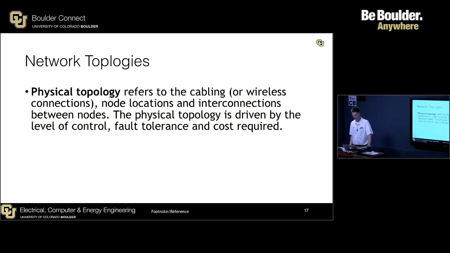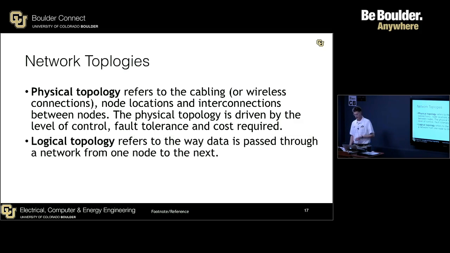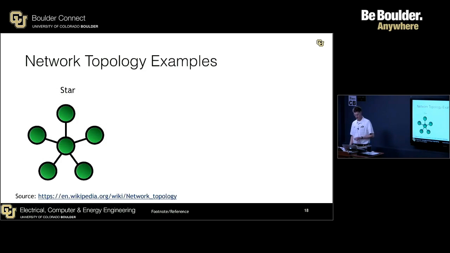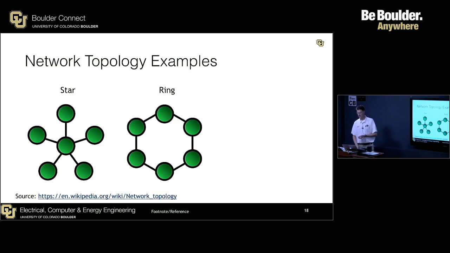interconnections between nodes. The physical topology is driven by the level of control or fault tolerance and costs that are required. Logical topology refers to the way the data is passed through a network from one node to another. Got some examples from our good friend Wikipedia here. Here's a star topology. No more explanation is needed there.